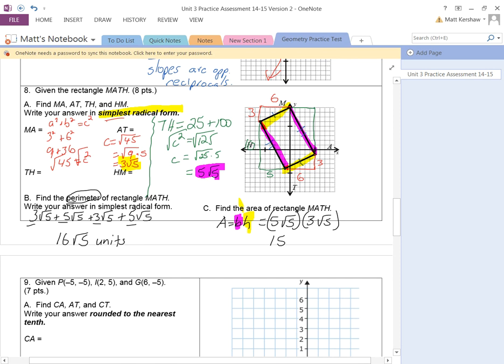And then if you're not sure what to do with the radicals, when you multiply the inside, 5 times 5 is 25. And so now we need to square root the 25. And so now it's 15 times 5, which is going to give us 75. So now when we talk about area, we're talking about something covering. And so it's going to be square units.